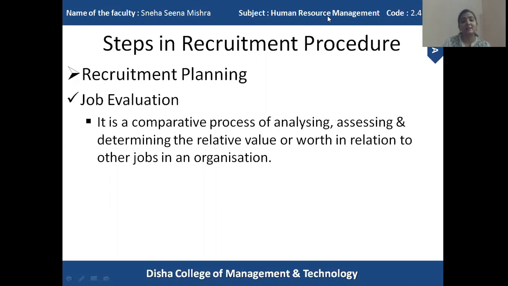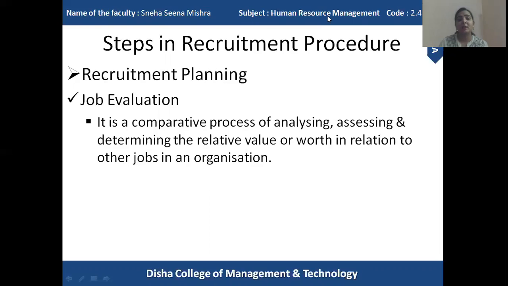Okay. And the last part of recruitment planning is job evaluation. So before job evaluation, we have understood how a job is analyzed, what are the various duties and responsibilities each and every job has, what kind of skills and knowledge are required to do these particular jobs. Now we have to evaluate what is the worth of the job, the monetary value of the job.